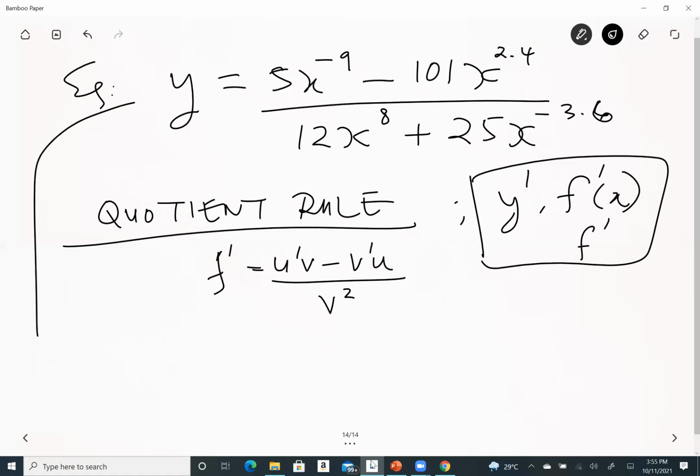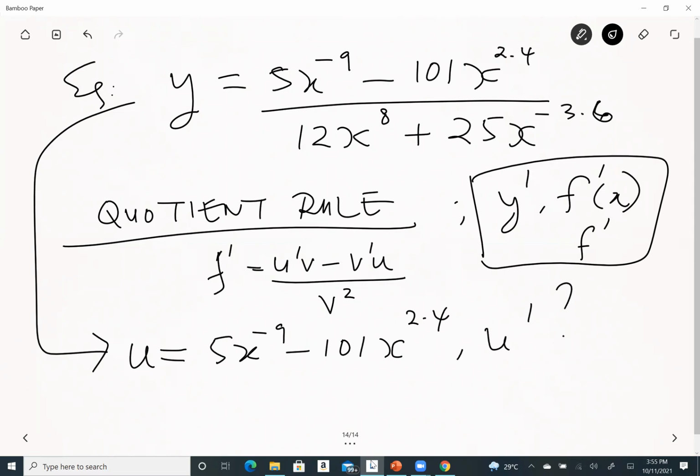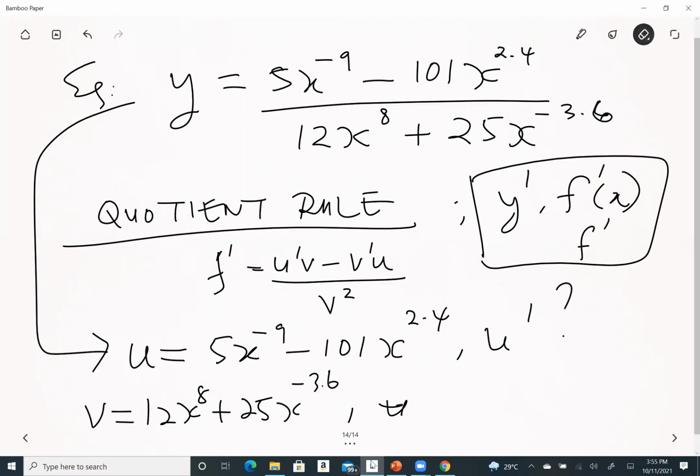So what you do, we go back to this example here. You let the first term be u. Okay, so you let u be the first term, 5x to the power of -9 minus 101 x to the power of 2.4. And then find u prime. And then we let v be the denominator. And then you find v prime. Okay, do it now. And then put in the formula.